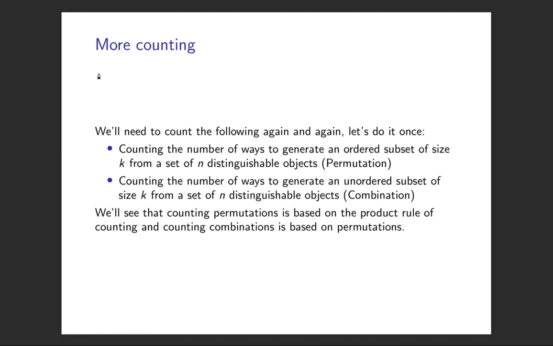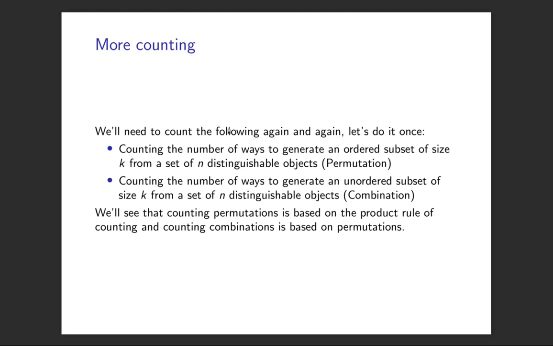Continuing with counting, let's look at two things we're going to have to do again and again. So let's do it once and figure out how to do it. The first thing we're going to end up having to count again and again is where, suppose we have a bag with n different things in it, and we draw k from the bag. Well, how many different ways can we draw k things out of n?